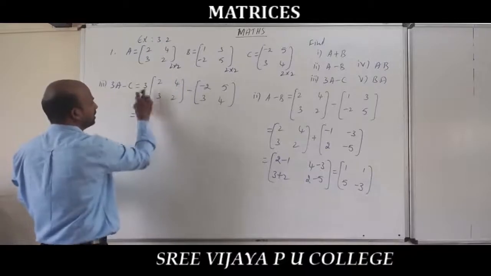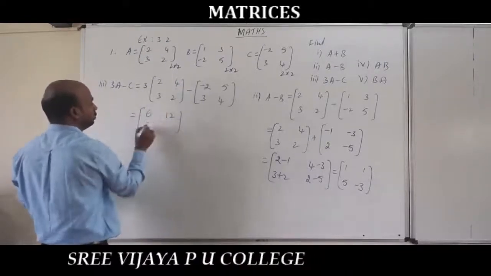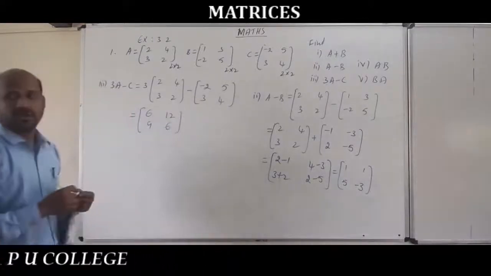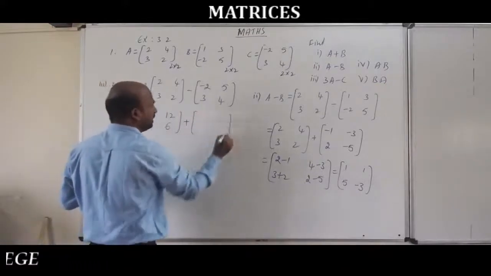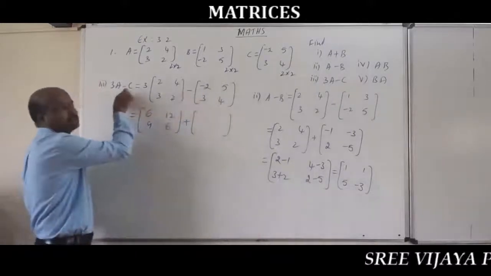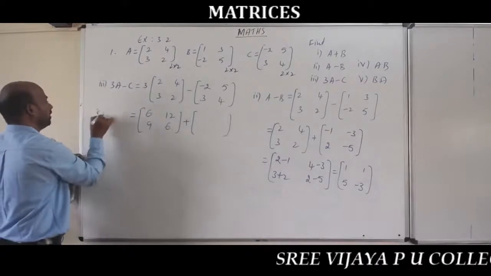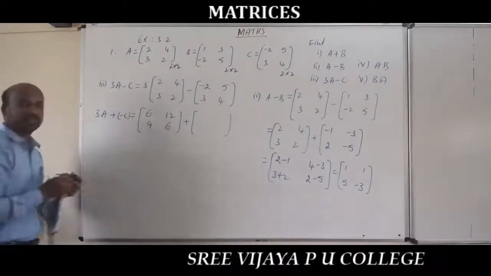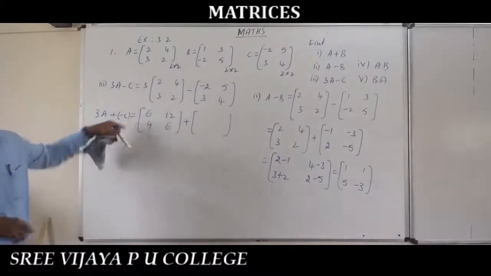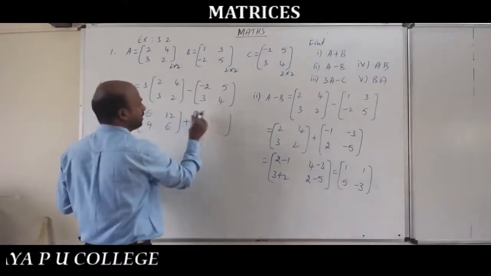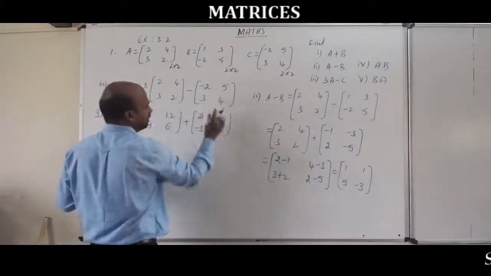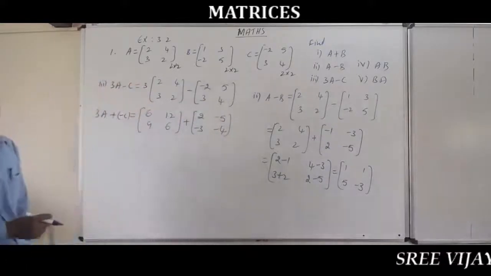So 3 into 2 is 6, 3 into 4 is 12, 3 into 3 is 9, 3 into 2 is 6. Again there is a minus sign, so for matrix C, we do multiplication of matrix C by the scalar minus 1. 3A minus C means 3 into A plus of minus C. Plus into minus is minus. Multiplication of matrix C by the scalar minus: minus into minus is plus 2, minus 1 into 5 is minus 5, minus 1 into 3 is minus 3, minus 1 into 4 is minus 4.